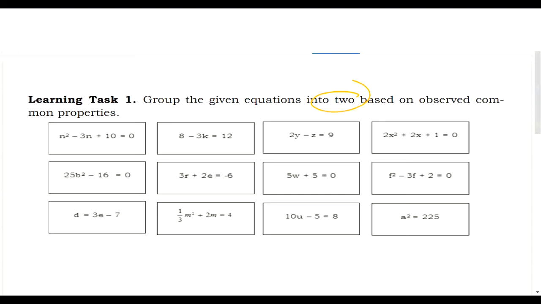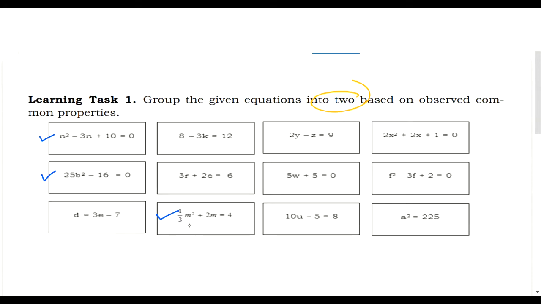Let's find first equations of second degree. Ibig sabihin, maghanap tayo ng equation kung saan ang pinakamataas na exponent ay 2. So, hanapin natin. Nasan ba sila? This one, yeah. Alin pa? This one, yeah. Because this is 25b squared. Ang pinakamataas na exponent ay 2. Because we have 1/3 m squared.